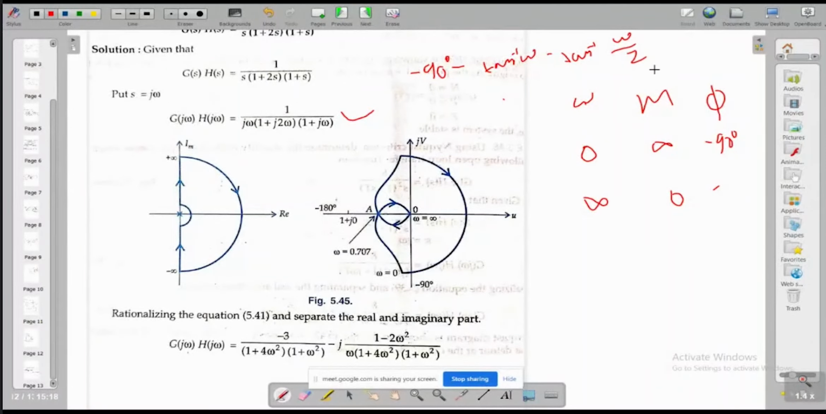Is that okay? 2 omega, no, omega by 2. Tan inverse y by x. Y is 2, 2 divided by x, 2 by 1.